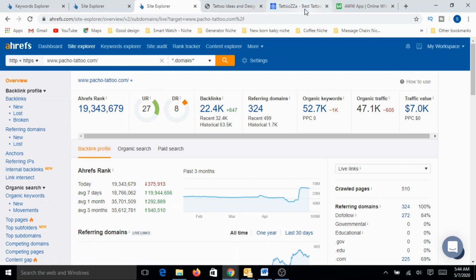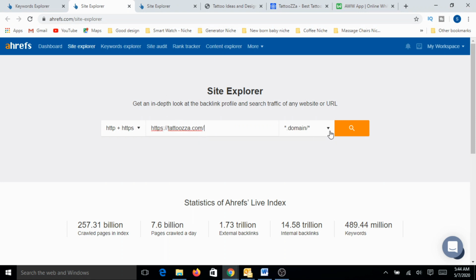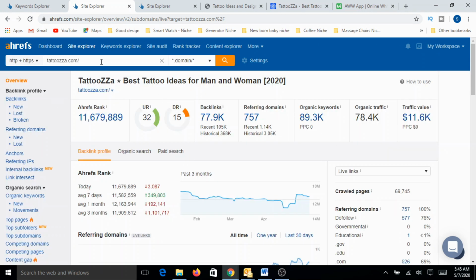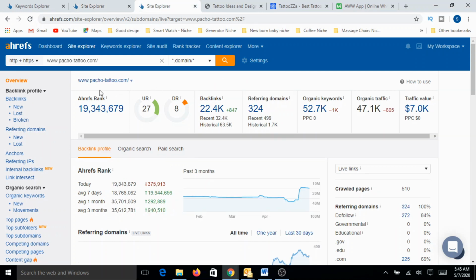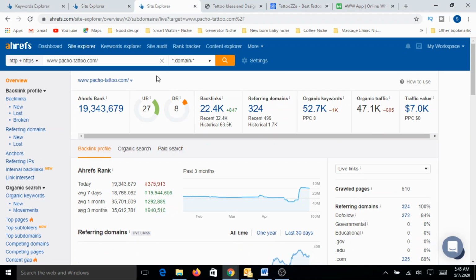Let's look at one more website that I discovered on the same micro niche and look at the analysis. The second reference website we picked is tattooza.com. Again, the DR is not as low as the site we just saw. The DR was 8 for the other site, and here the DR is 15. That means this is a little more established than the previous website.